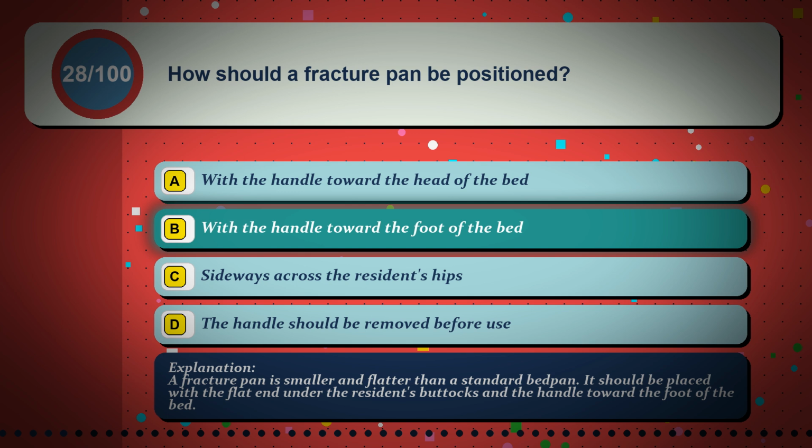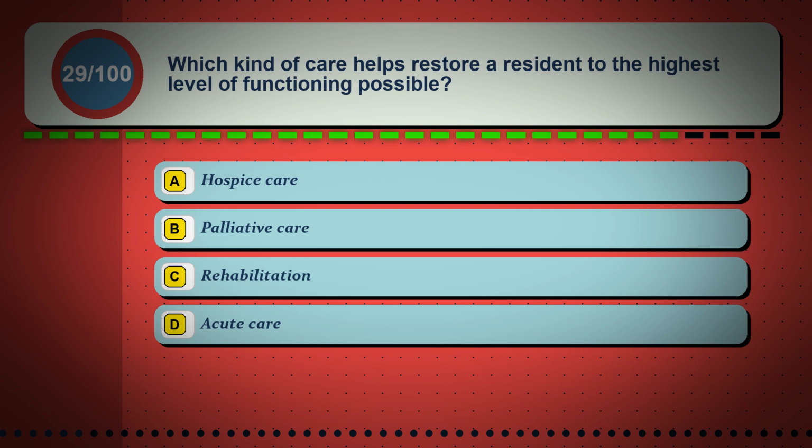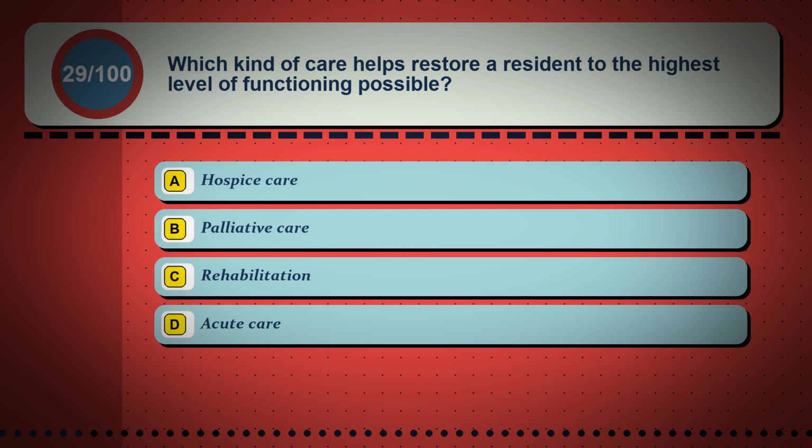Question 29. Which kind of care helps restore a resident to the highest level of functioning possible? Option A, hospice care. Option B, palliative care. Option C, rehabilitation. Option D, acute care.